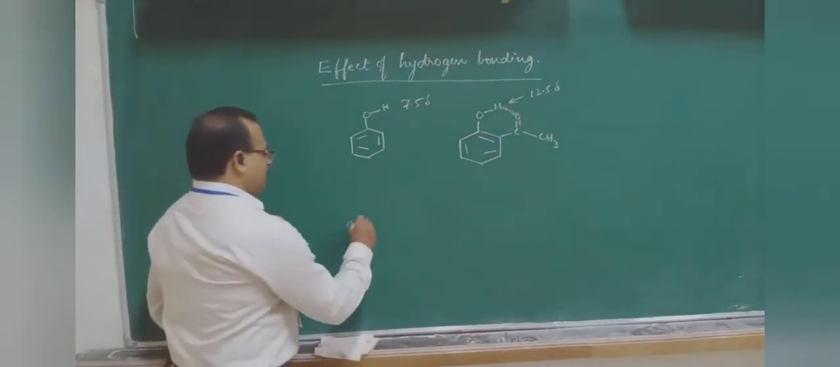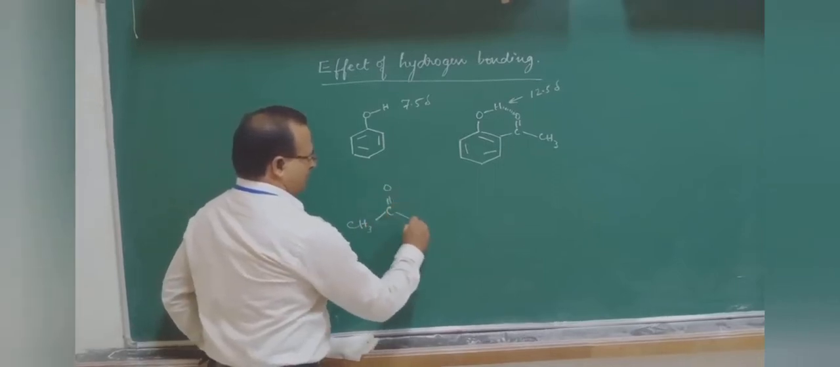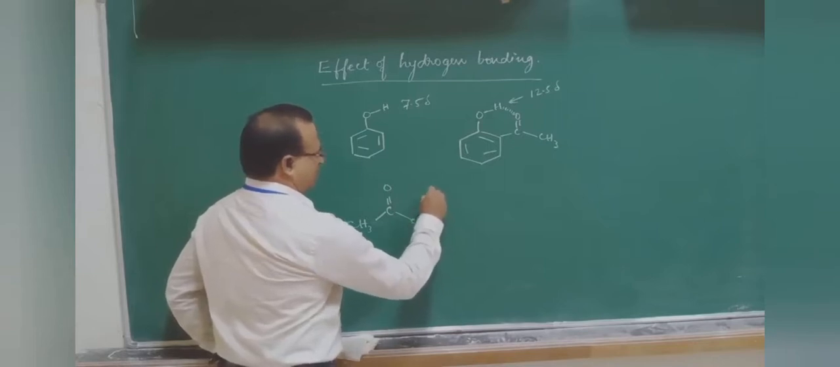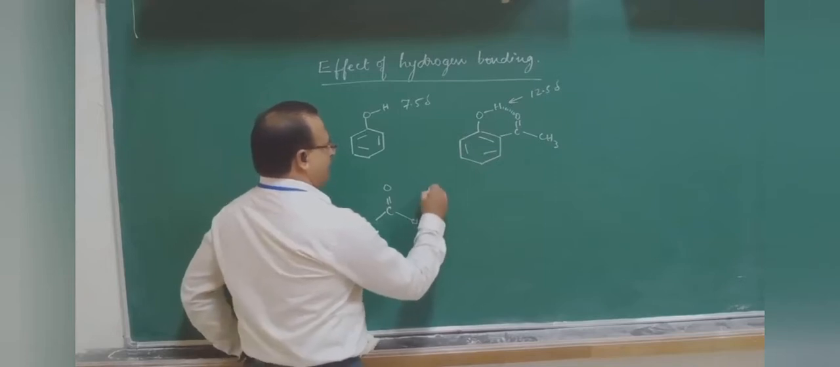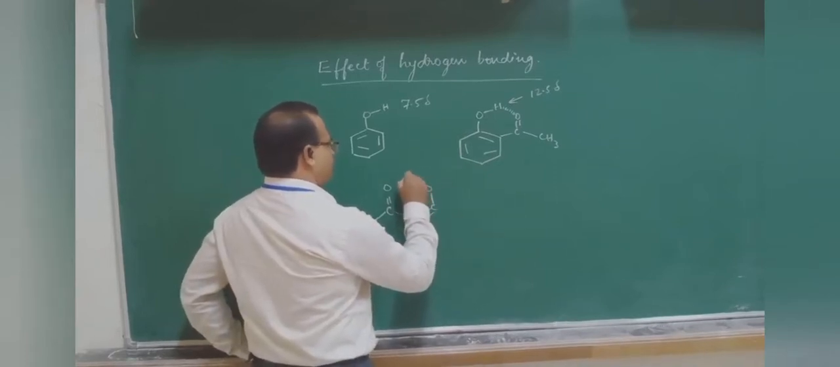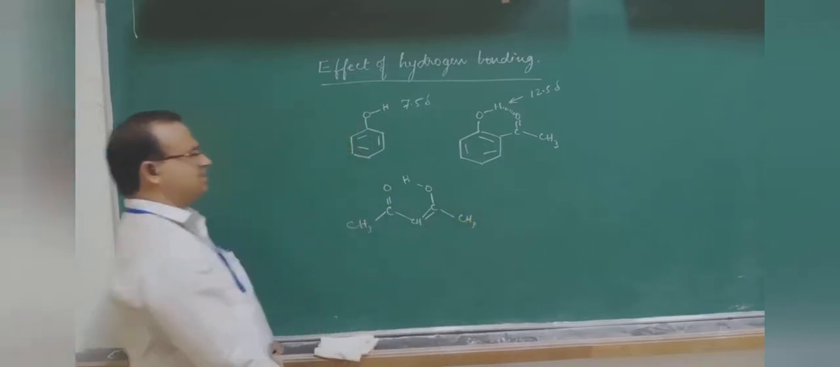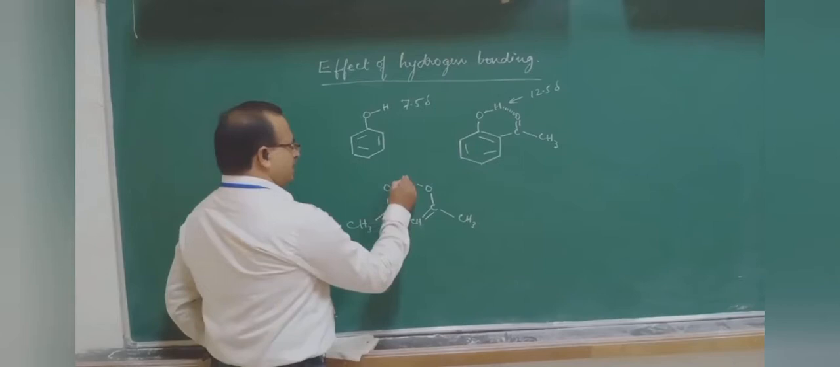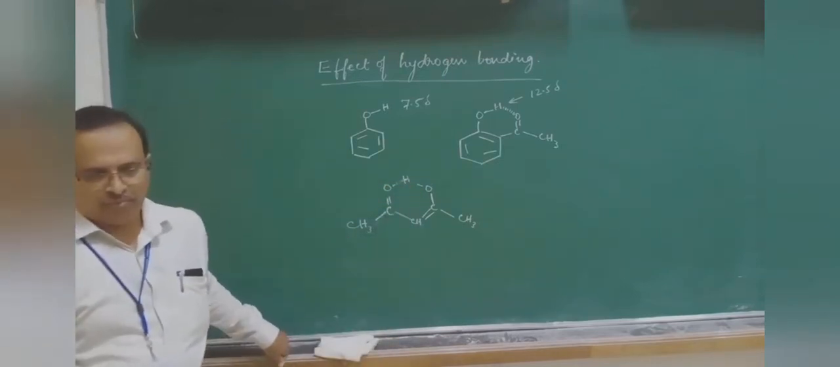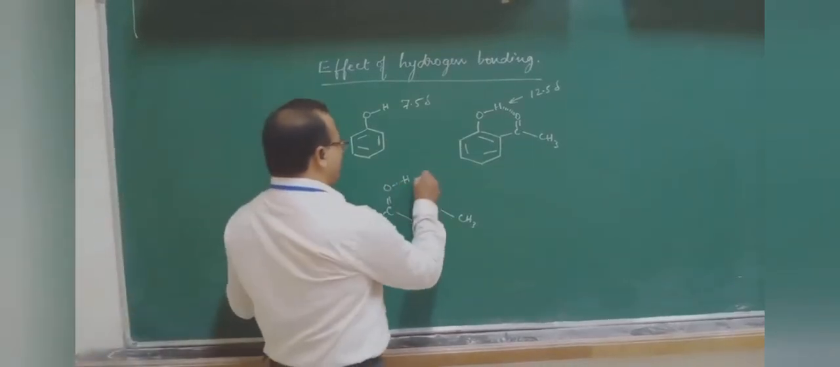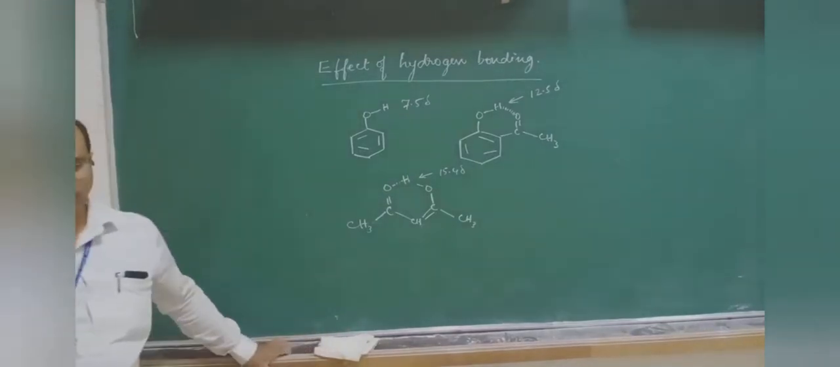Similarly, we can take the example of acetyl acetone in the enol form. Here the intramolecular hydrogen bonding is there. Therefore, this proton is highly deshielded. Chemical shift value is about 15.4 delta.